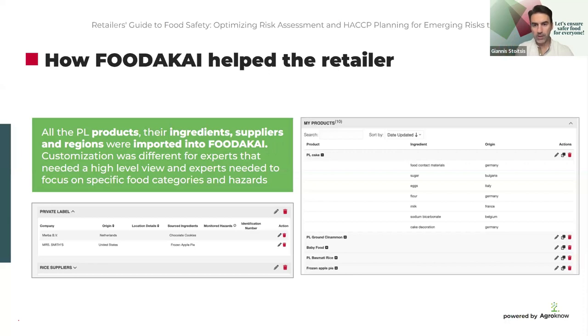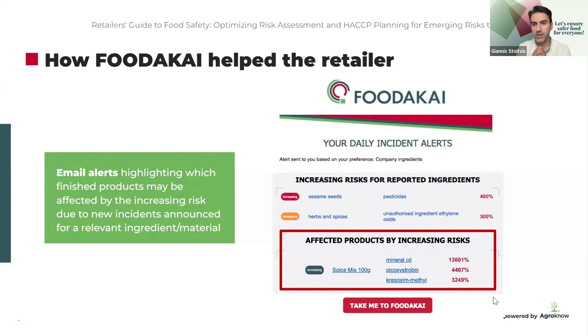But the most important thing that you can see in the slide is that for each private label product, like in this case the PL cake product that I'm showing, we are importing all the information about the ingredients, the regions of the ingredients, and, of course, the supplier. So all this information is connected into the system. If we move to the next slide, the capability that this enables is that our retailer here receives email alerts highlighting which finished products may be affected by the increasing risk due to new incidents that are announced for a relevant ingredient material that is used in this specific finished PL product.